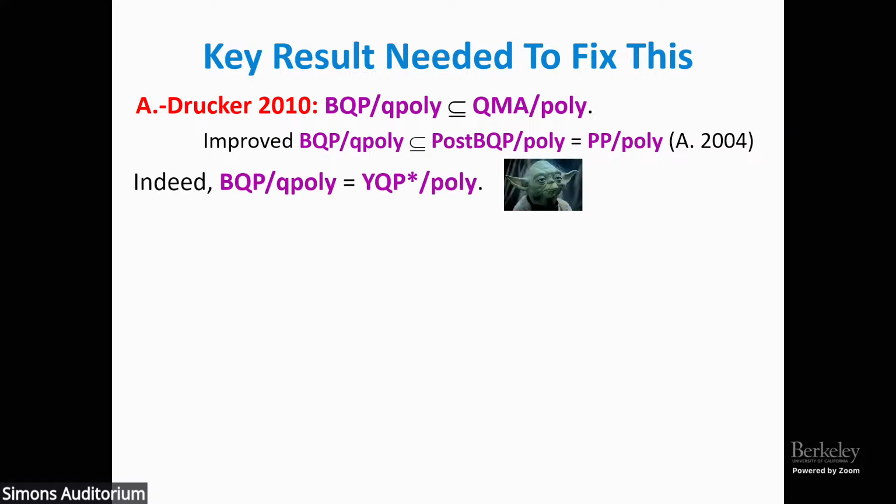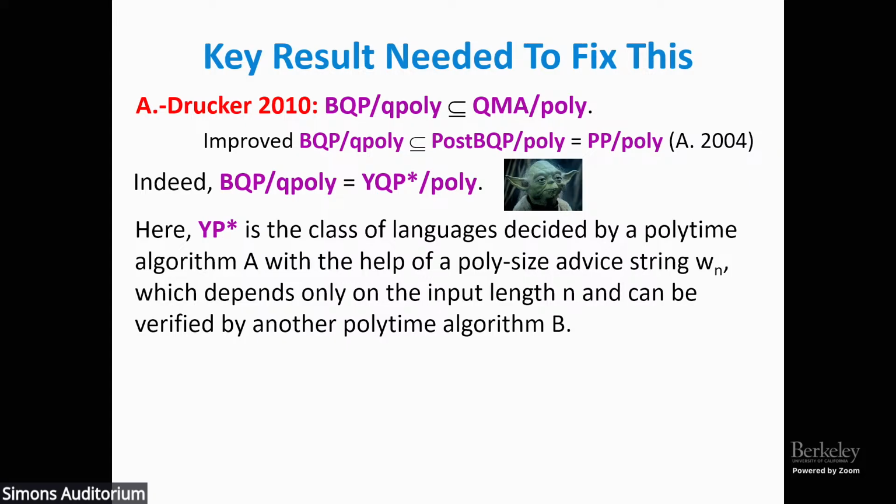In fact, we even showed something stronger than that. We showed that BQP/qpoly is equal to something called YQP*/poly. The Y stands for Yoda, if you want to know. I just needed someone other than Merlin, and the star I'll tell you later. Basically, YP star is the class of languages that are decided by a polynomial time algorithm A with help from a polynomial size advice string, say W sub n, which depends only on the input length n. So just like in P/poly, you get this advice string that only depends on n. But now the advice string can no longer be trusted. It has to be verified, right?